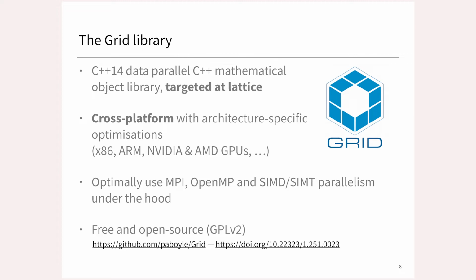It is cross-platform. This is something that was in the design from the start. However, through template and code path selection, it does target architecture-specific optimization, and it supports a wide range of architectures. I think the most popular nowadays are x86, ARM, and Nvidia and AMD GPUs. It optimally uses, while abstracting from the user, the three forms of parallelization: MPI, OpenMP, and also SIMD and SIMT. And last but not least, it is free and open source, and you can see the code and more information about it by following the links which are here.